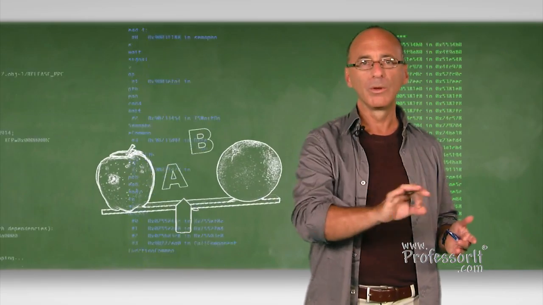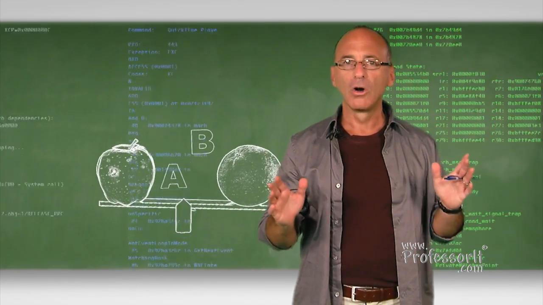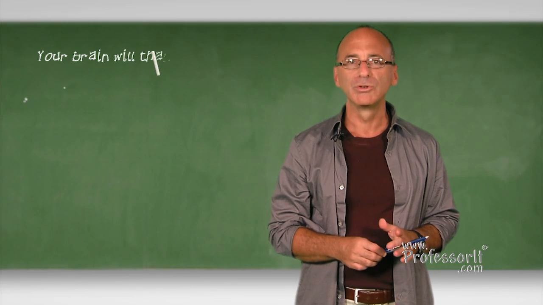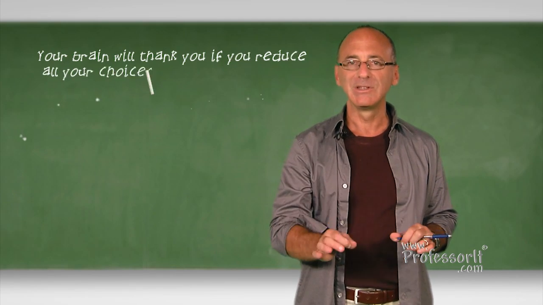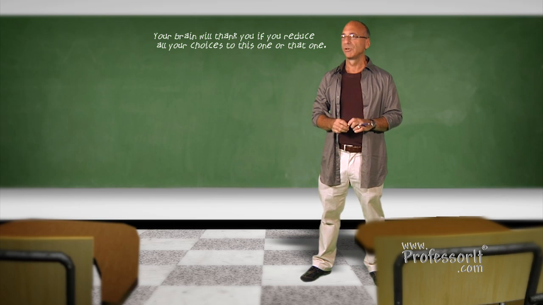A or B, 1 or 0, in or out. Remember, a computer is binary. All choices are reduced to yes or no, in or out. Your brain will thank you if you reduce your choices to the same easy binary 1 or 0. Once again, the technique starts with the prediction.